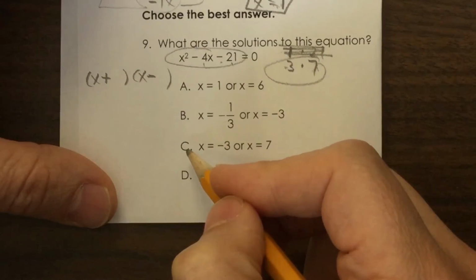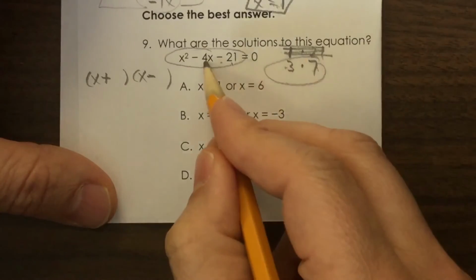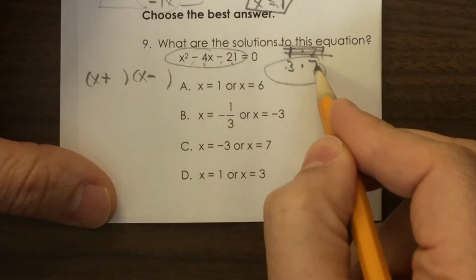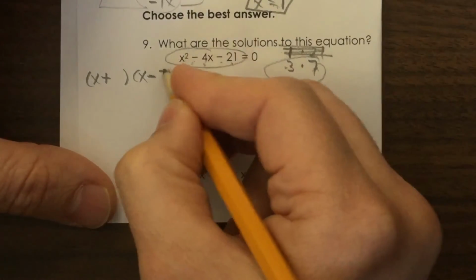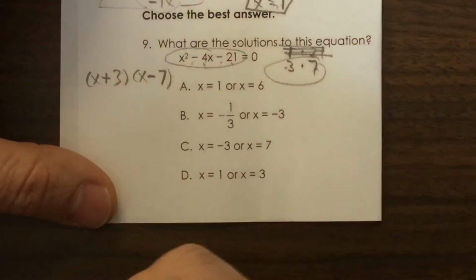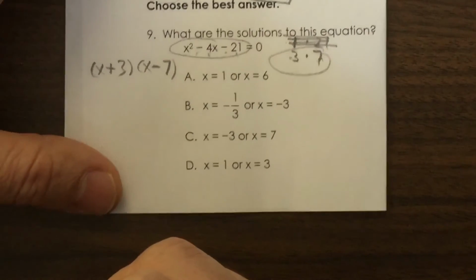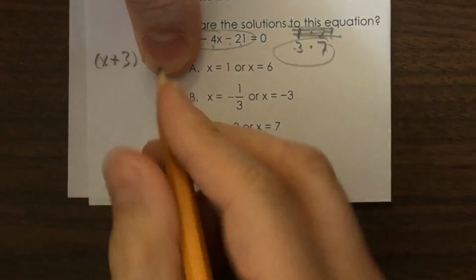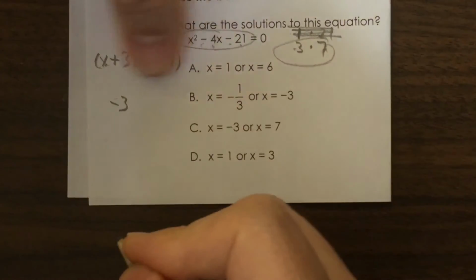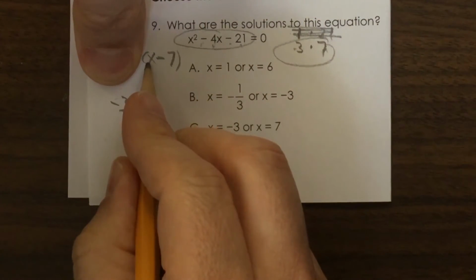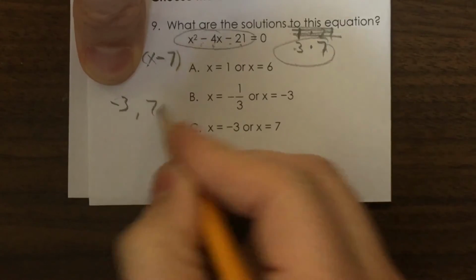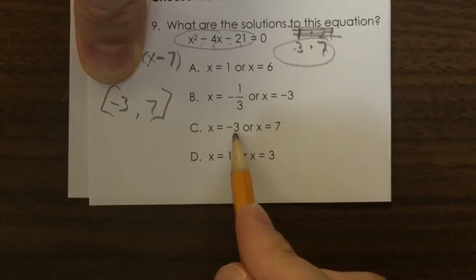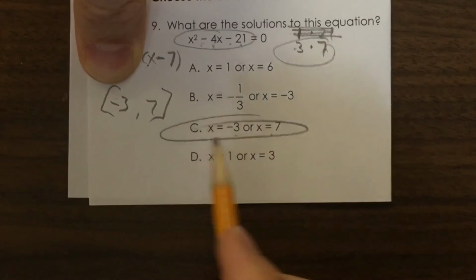Okay? So now I look at that 4. It needs to be negative. That means my bigger of my 2 numbers needs to be the negative. There it is. And we know that I have to set that to 0. So what goes here? A negative 3. So negative 3 is a solution. What goes here? A positive 7. That's a solution. So my solutions are negative 3 or 7.